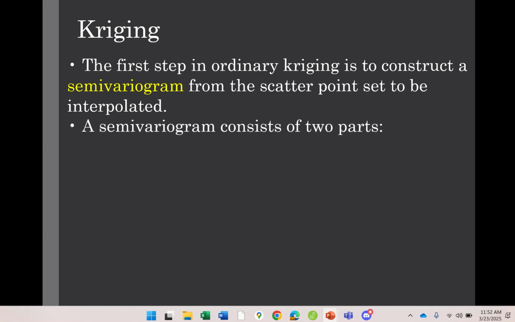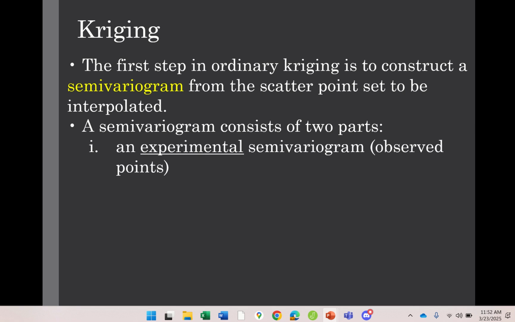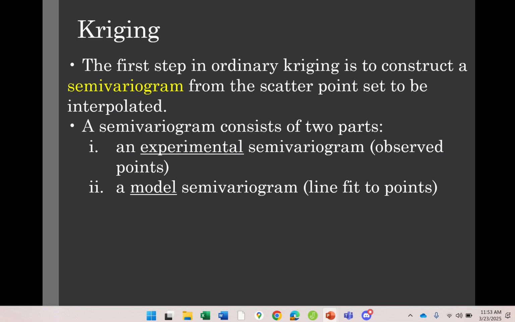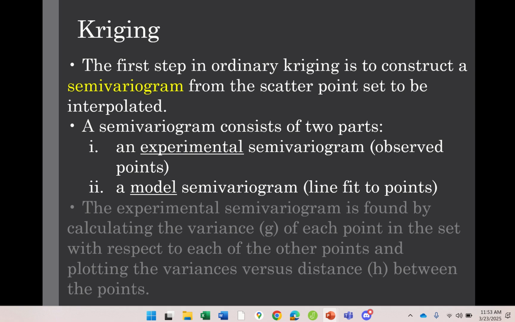So the semi-variogram essentially is made up of two parts. The first one is the experimental variogram, which is constructed from the observed values that we actually went out and surveyed. And then from that experimental semi-variogram, we're going to create a model semi-variogram. And the model is basically fitting a line through the experimental semi-variogram.